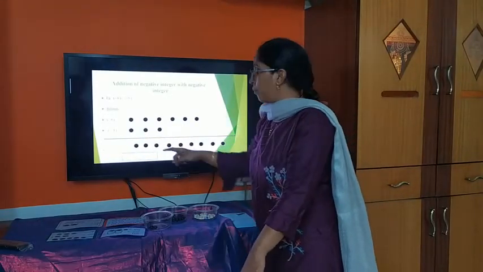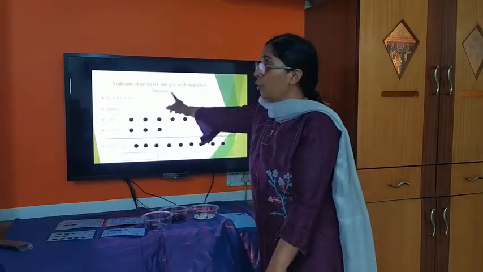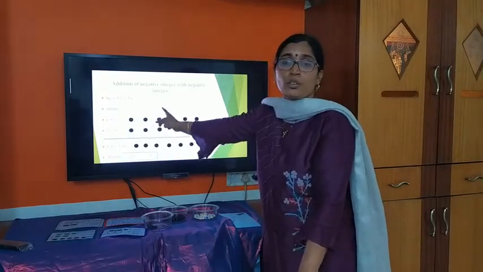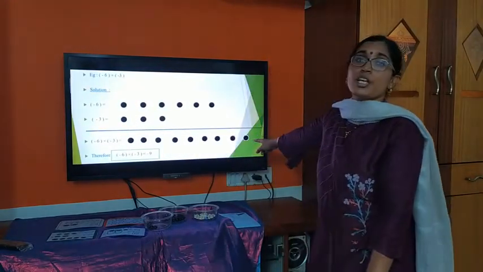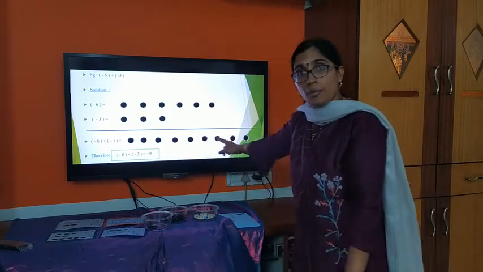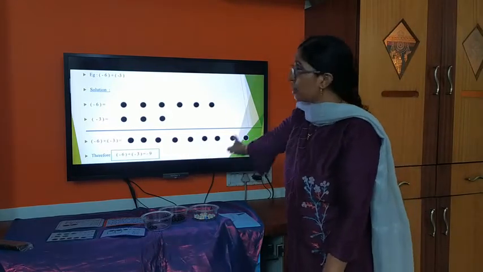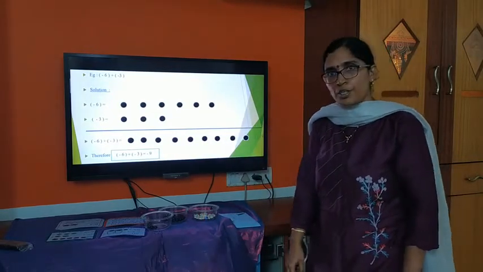Now what will happen? You have to put them together. If you put together all the shaded circles, what will be there? 9 shaded circles. Shaded means minus. So in total it is 9 shaded circles, minus 9. All of you understood, children?